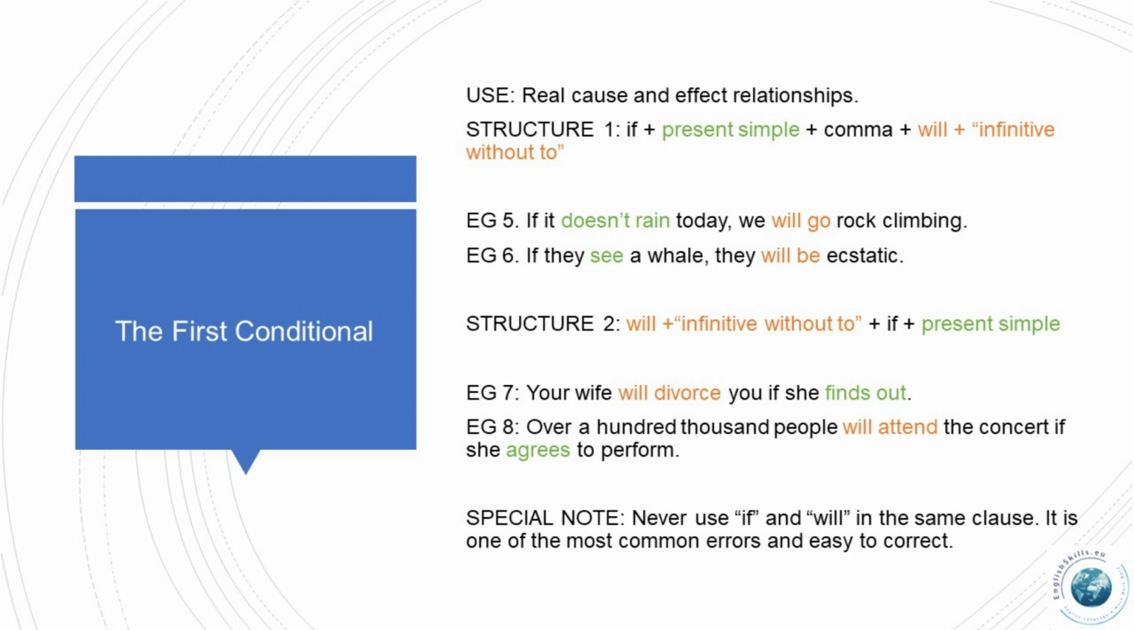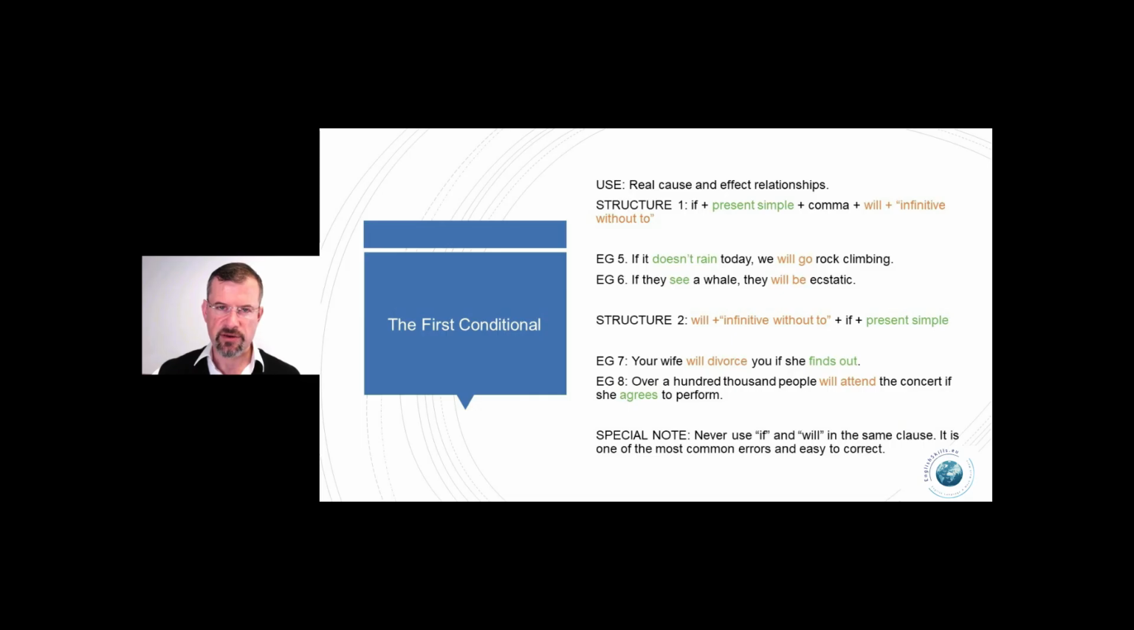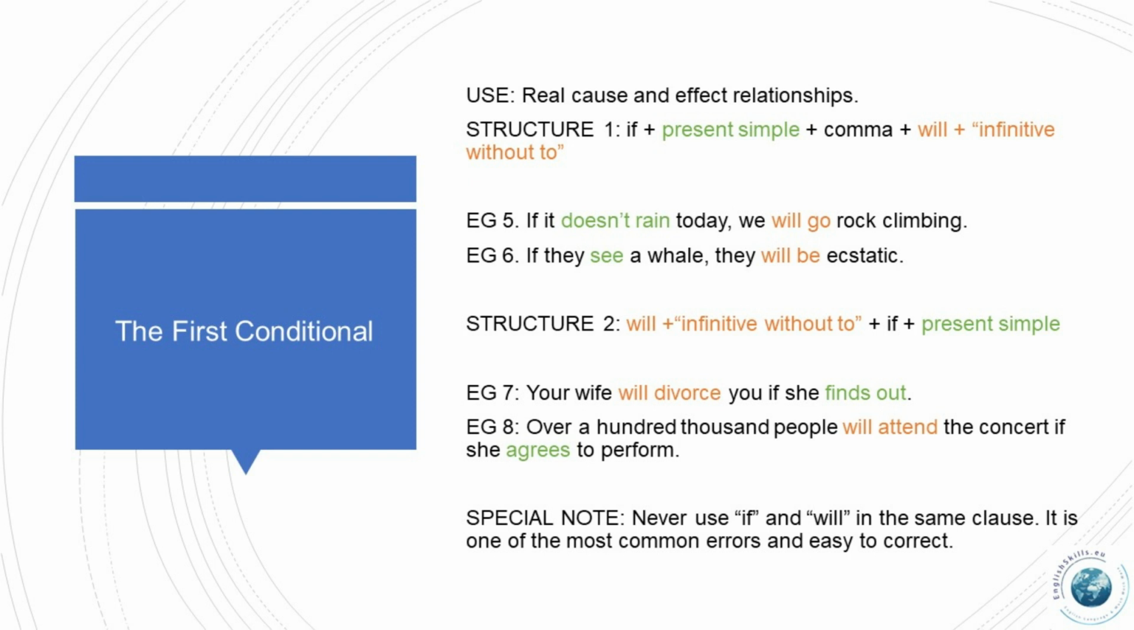The first conditional, what's the use? Real cause and effect relationships. There's no more of this always true. It is an actual causality that's going on here. Structure 1, if to begin with, plus present simple, plus comma. Now we go plus will, plus the infinitive without to. So that's the only difference. If you pop back to the previous slide, you can compare how we're just changing a little bit as we go from the zero to the first conditional in terms of grammatical structure.